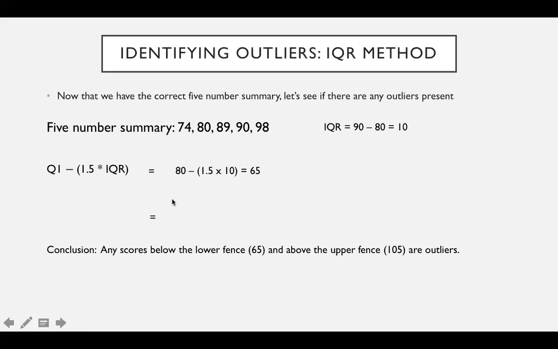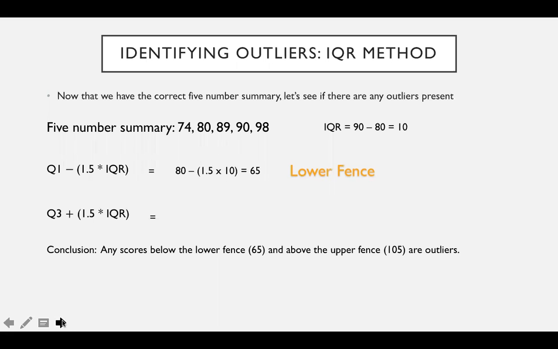So first, we're going to find the lower fence, Q1 minus 1.5 times IQR, which will give you, if you plug in the numbers, 80 is our Q1, so we subtract 1.5 times 10. We use 10 here because 10 is the IQR. 80 minus 1.5 times 10 equals 65, so 65 is our lower fence.